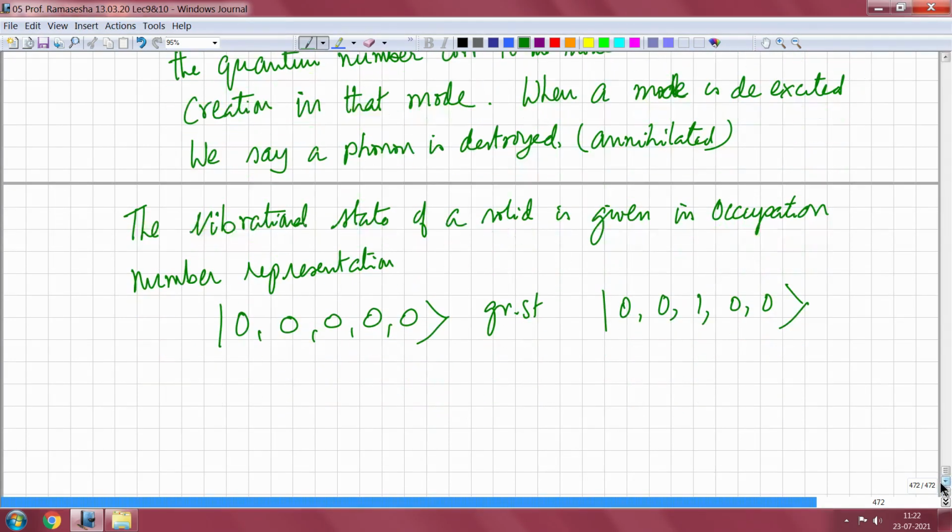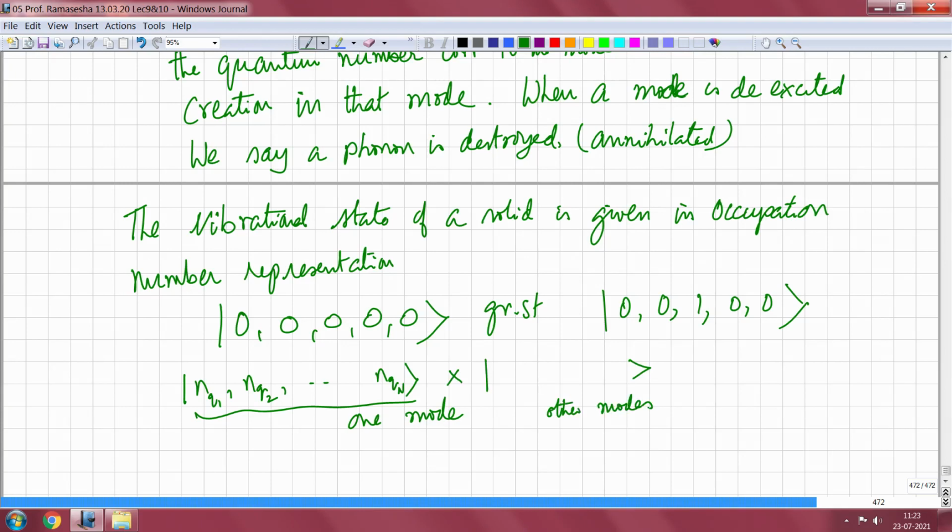So, in general it is given by nq1, nq2, ... nqN. So, this gives me the vibration state. This is for one particular mode, and this is to be multiplied into various other modes. Okay, so this is what we actually mean by quantization of lattice vibrations.